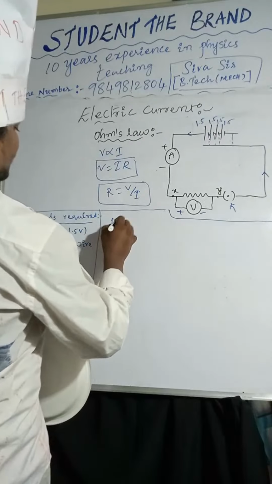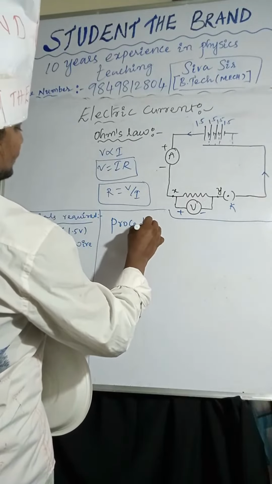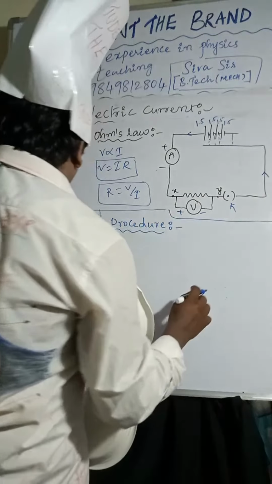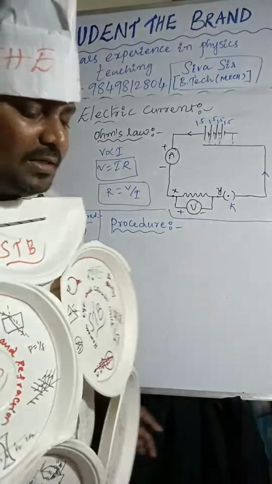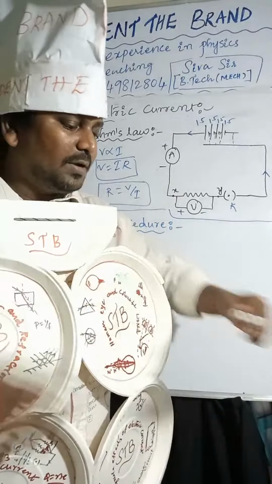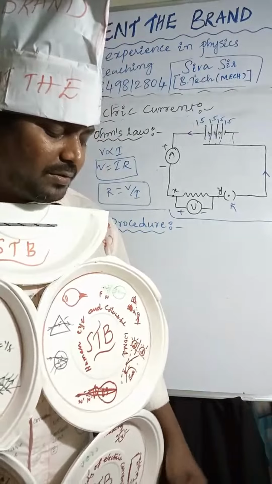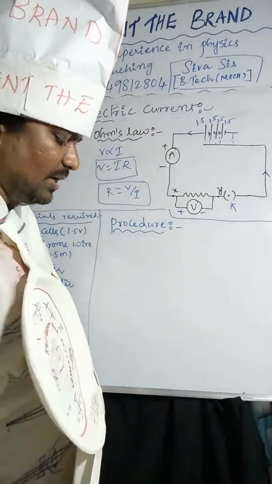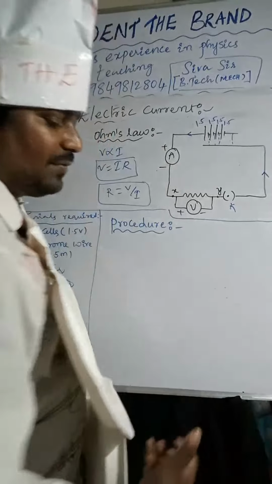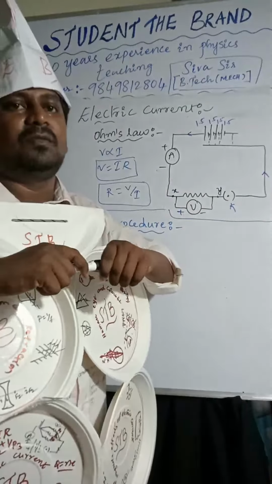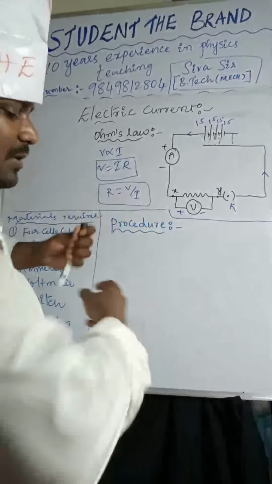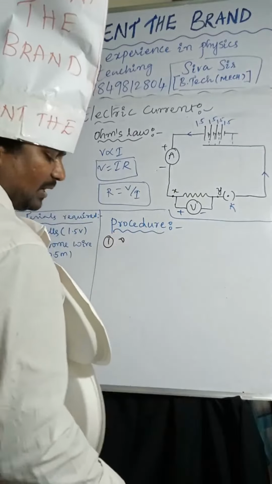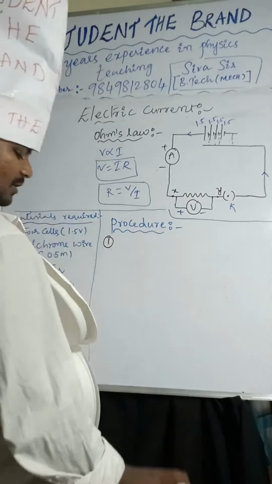Procedure. So what is the process? We have to connect one cell and take the reading of the ammeter and voltmeter. So first connect one cell, and note down the reading of the ammeter and voltmeter.